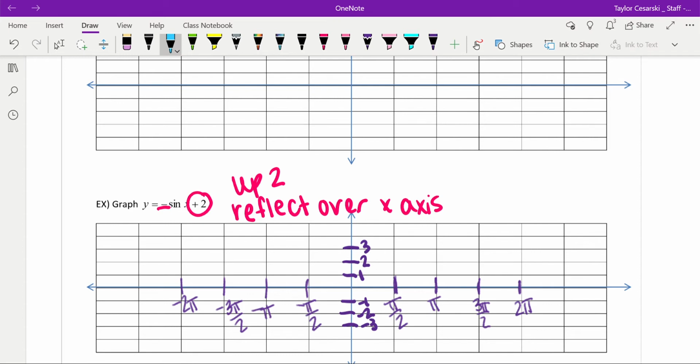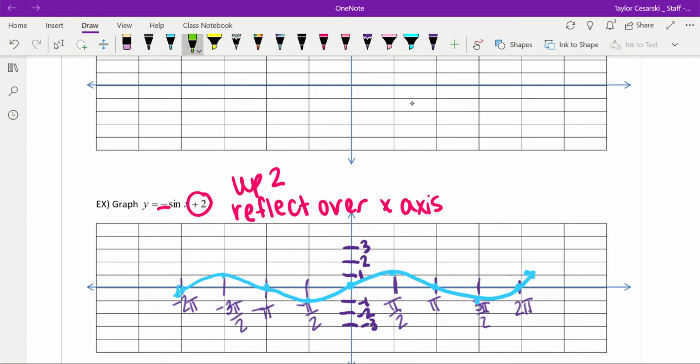Alright, so first I'm just going to start with my parent function. I'm going to do this in different colors so you can see the transformations. So sine of x is going to start at (0, 0). At pi over 2, it's going to be 1. At pi, it's 0. At 3 pi over 2, negative 1. And at 2 pi, it is 0. Then I'm going to go down. Again, I'm just graphing my parent function from the previous page using my unit circle. Okay, so that's the original.